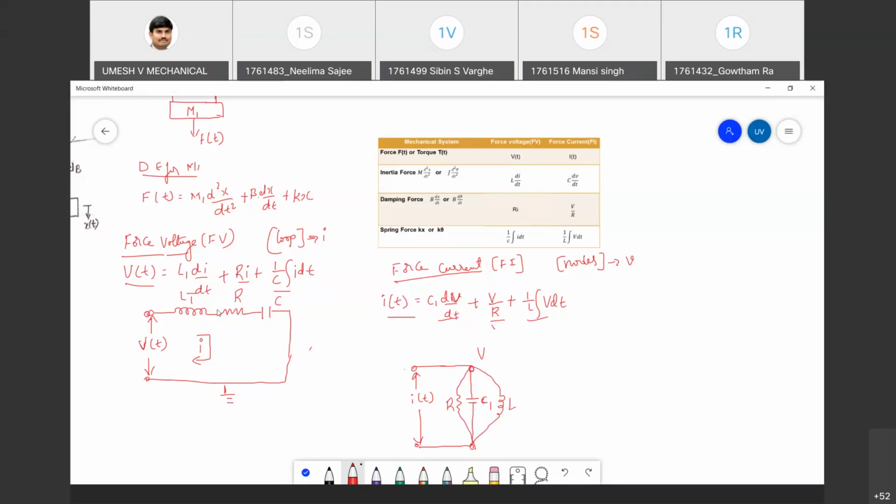Look at, compare here. In the force voltage, all the elements are connected in series. In the force current, all the elements are connected in parallel. This is how you have to draw the circuit. Is it clear? Force voltage, all the elements in series. Force current, all the elements in parallel. Are you all clear? Did you understand this? Others, kindly respond. Are you clear with this problem? You understood now how to draw the circuit?